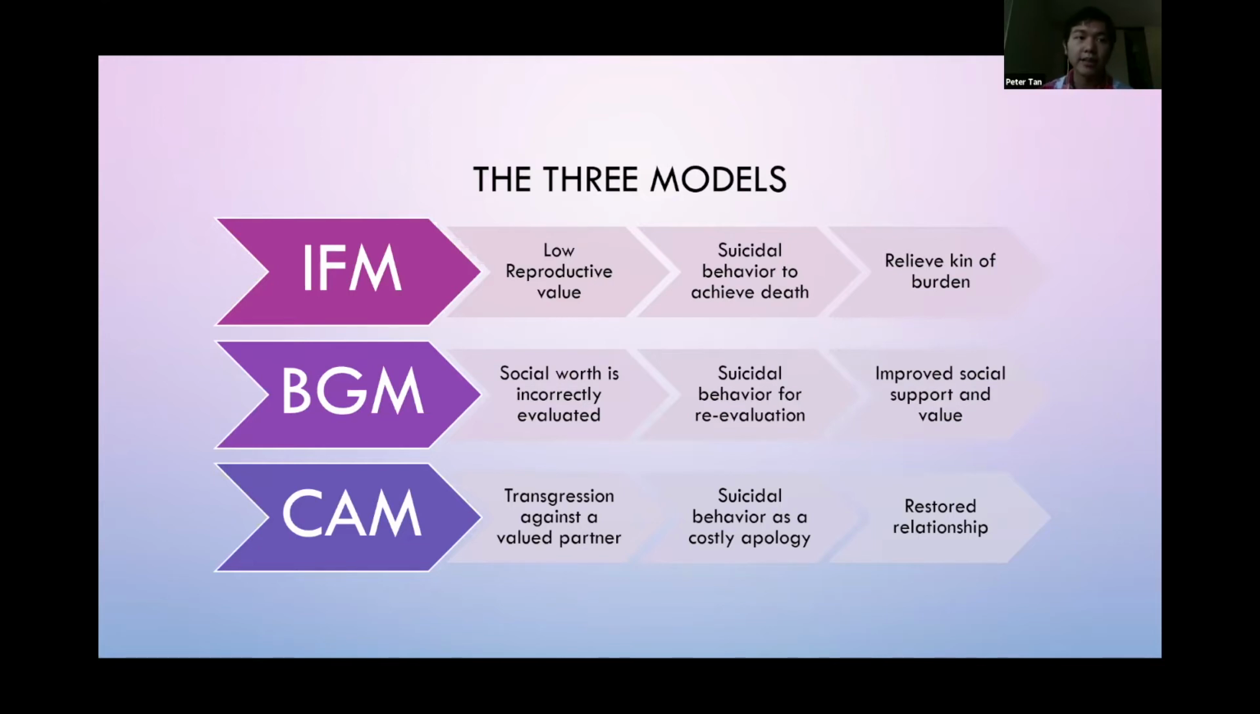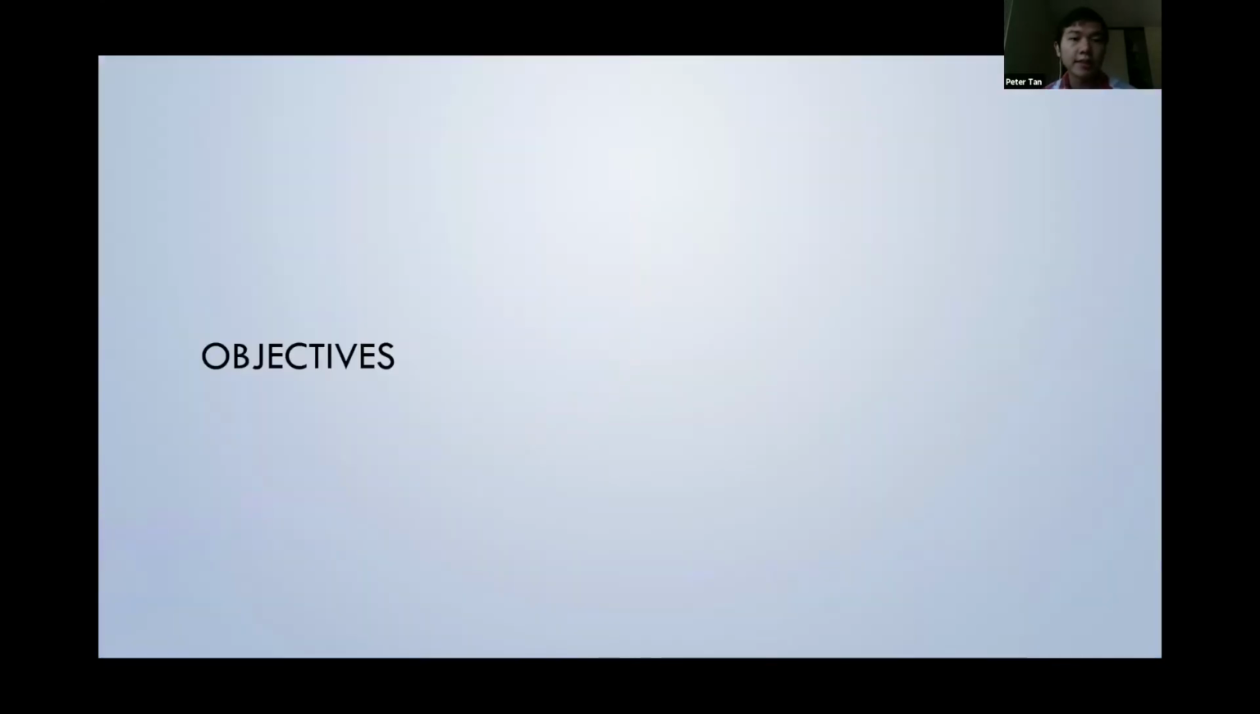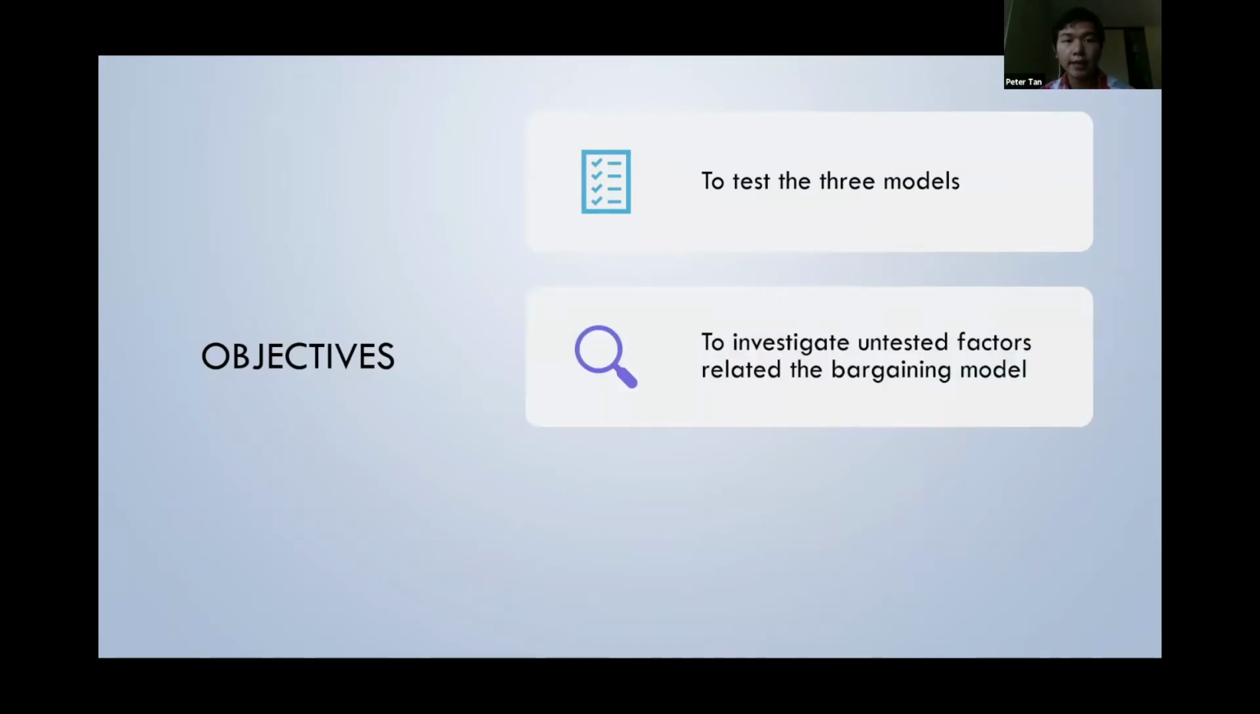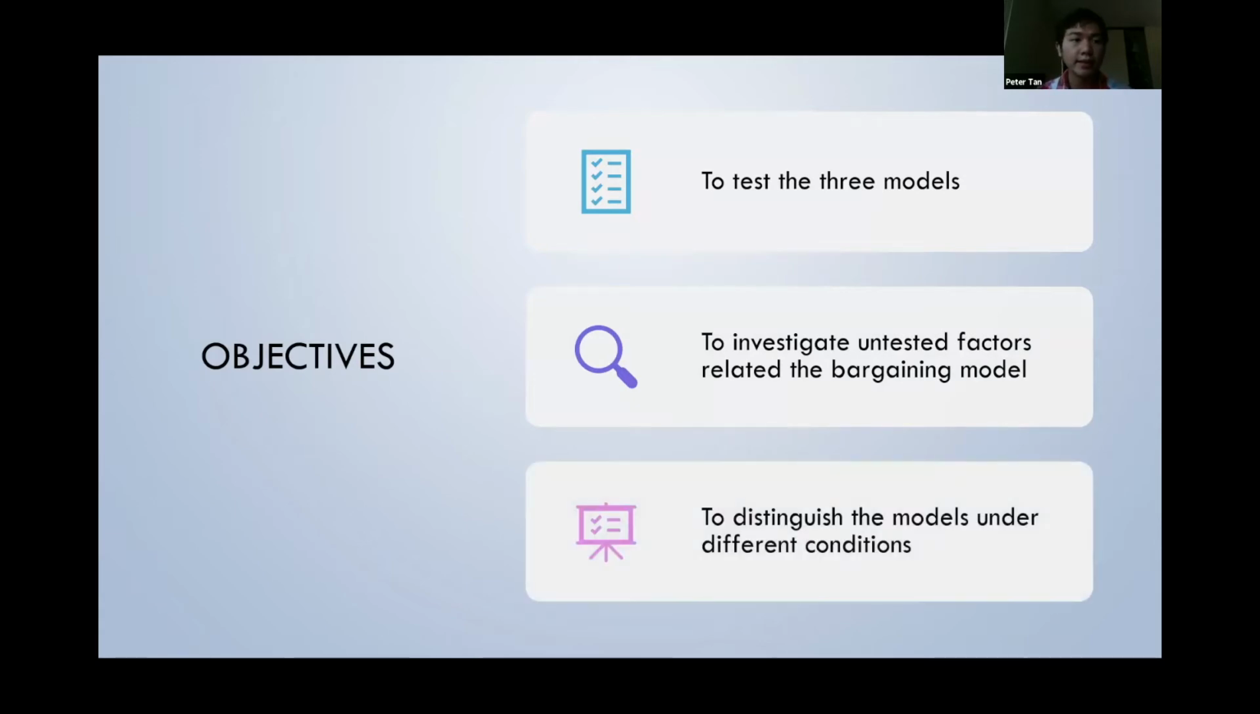Lastly, the costly apology model claims that suicidal behavior roots from serious transgressions against a valued social partner, with the act as a costly apology in order to restore the relationship. And once again, in this model, the actual goal of suicide is not death. So for the current study, we will be testing the predictive ability of these three models, investigating untested factors related to the bargaining model specifically, and distinguishing the models under different circumstances. And I will explain my hypotheses that have to do with these three objectives.